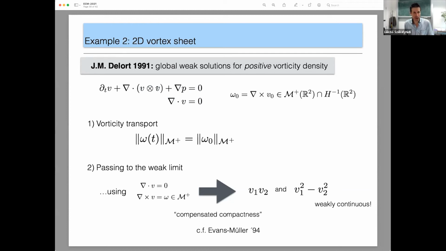Traceless part of this 2x2 matrix, and these two components are weakly continuous. Okay, so it's again a strategy of existence by compactness. And as usual, the problem with these proofs is that we have very little information coming out of the existence proof on how these solutions look like or what further properties they might have.